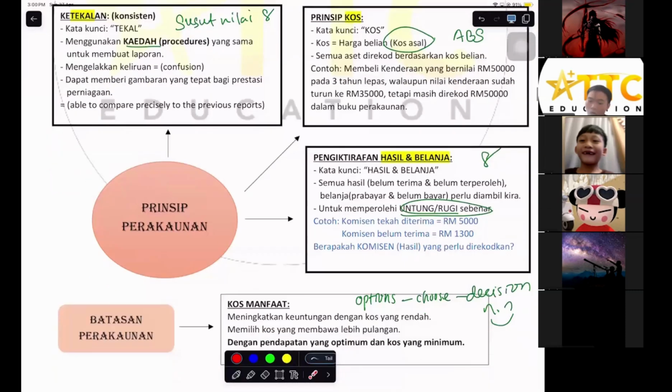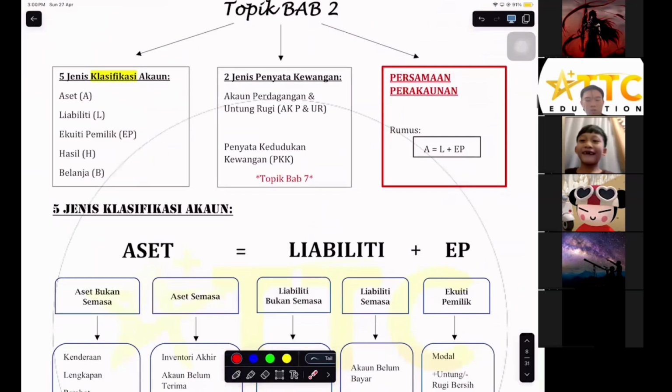Next topic. Chapter 2. Okay, chapter 2, very, very important. You need to know asset liability is which one. Okay? Now. So 3 o'clock already, very fast.